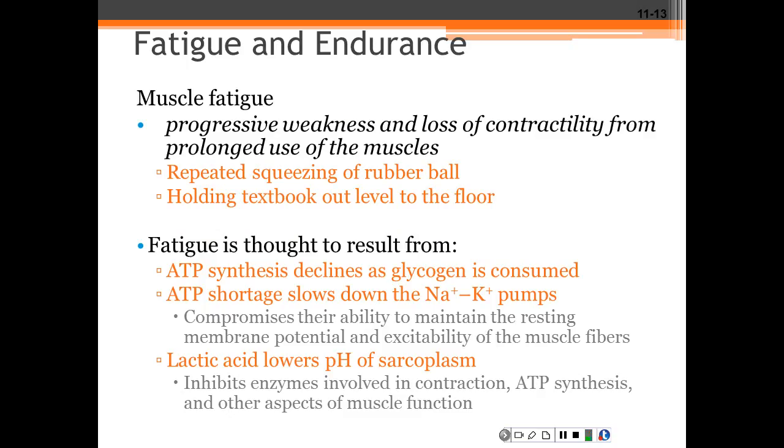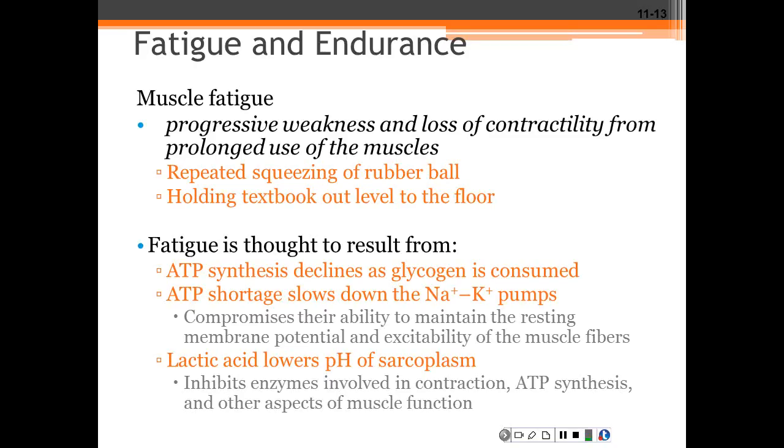Alright, so I'm going to look at muscle fatigue. Muscle fatigue is the progressive weakness and the loss of contractility that results from prolonged use of the muscle. So, for example, repeatedly squeezing a rubber ball. So it's holding a ball in your hand, just squeezing it, say for a minute, and all of a sudden you want to continue on. I'm going to try to do it for maybe 2 or 3 or 5 minutes. Eventually your muscles are going to get weak and get tired, and you won't be able to squeeze that ball for a long period of time.